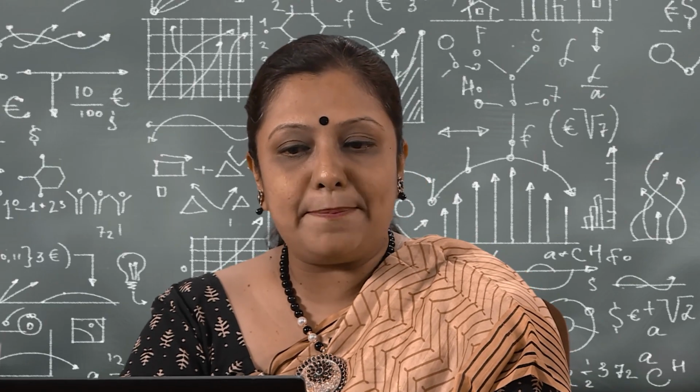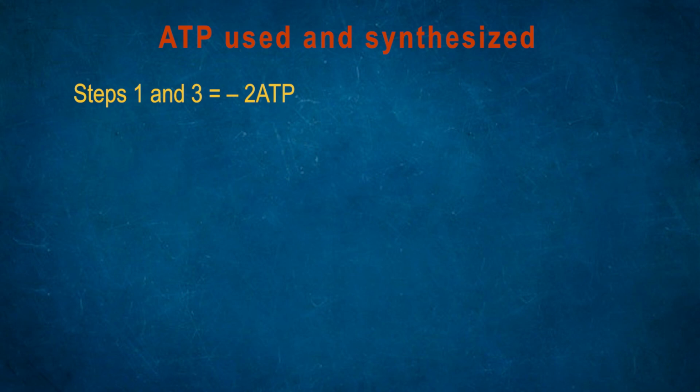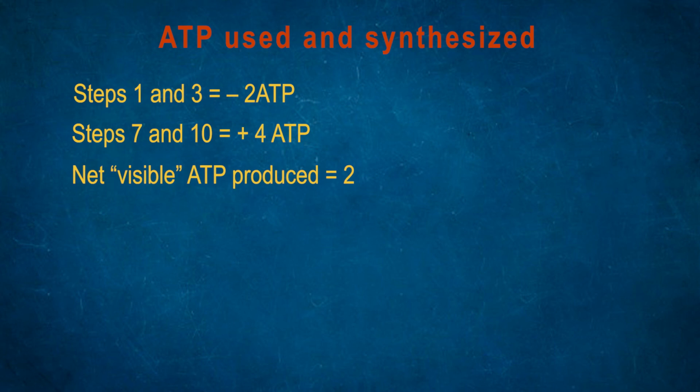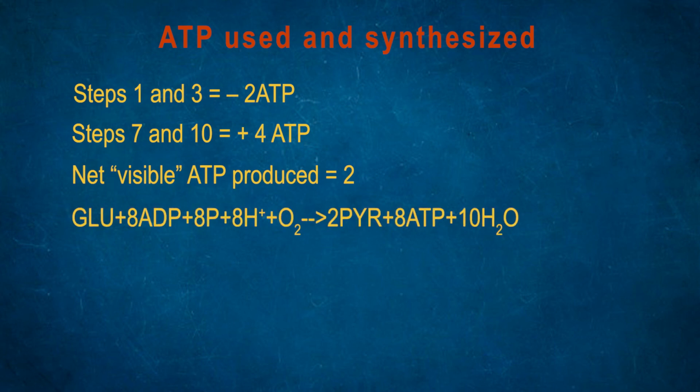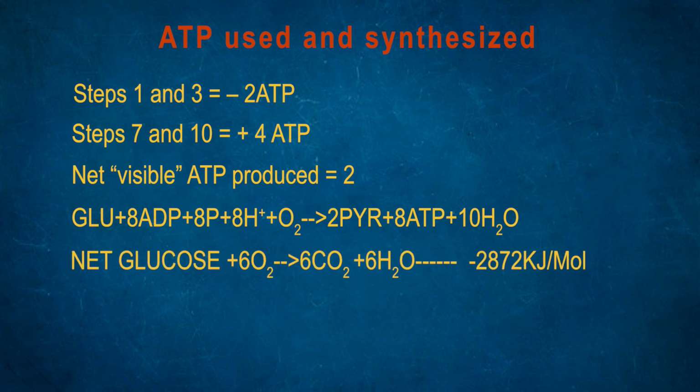So ultimately what happens? In steps 1 and 3, 2 ATP are utilized. Steps 7 and 10 produce 4 ATP. So net visible ATP produced is 2. So the net reaction we may say, if NADH goes to oxidative phosphorylation, is glucose plus 8 ADP plus 8 P plus 8 H plus oxygen giving rise to 2 pyruvate plus 8 ADP plus 10 H2O. Net, this reaction, glucose plus 6 O2 giving rise to 6 CO2 plus 6 H2O, is ultimately minus 2872 kilojoule per mole.